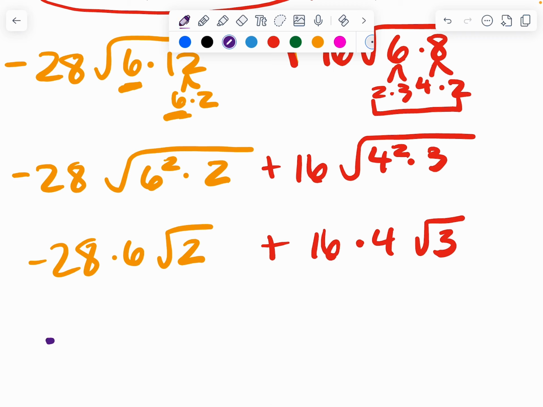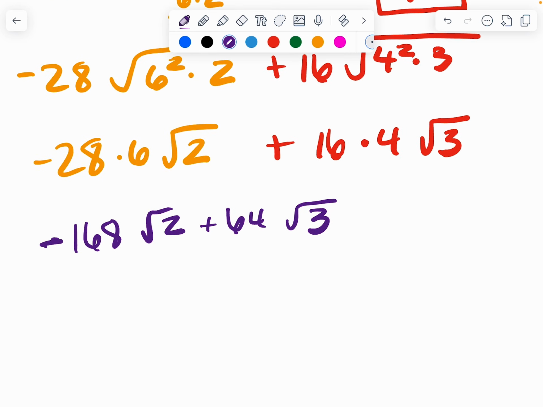So my answer is, I don't have a clue. I could multiply it, but let's, negative 168 radical 2, and 16, that's 64 radical 3. Make that bigger.